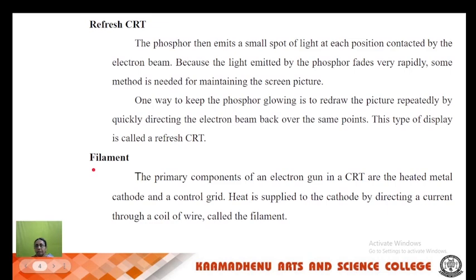Next we have the filament. The primary components of an electron gun in a CRT are the heated metal cathode and the control grid. The heat is supplied to the cathode by directing current through a coil of wire. This is called the filament.